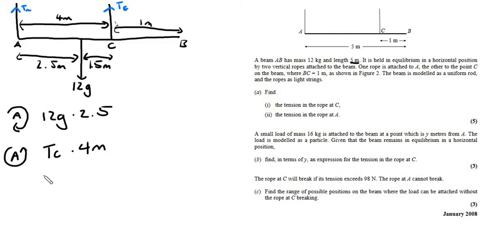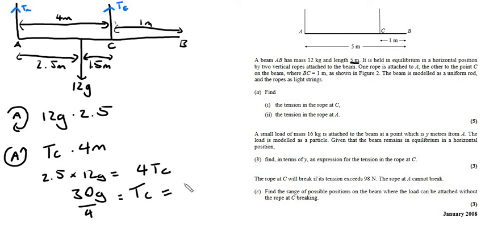So we have 2.5 times 12 is equal to 4 times the tension at C. And so this gives us 30G over 4 equals tension at C, which is equal to 7.5G. And there we go, that gives us the tension at C.